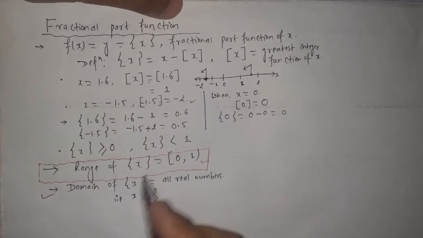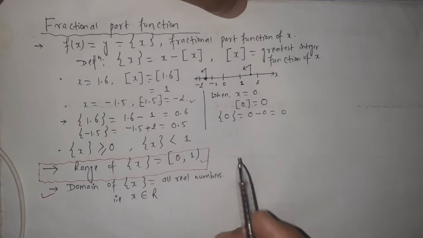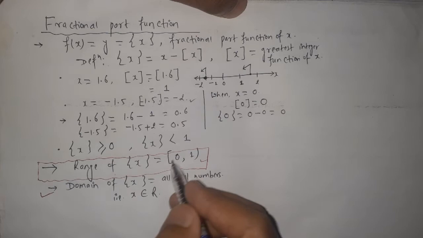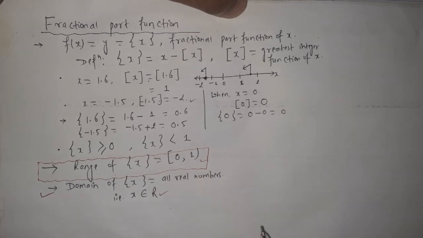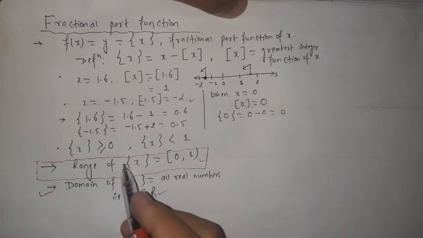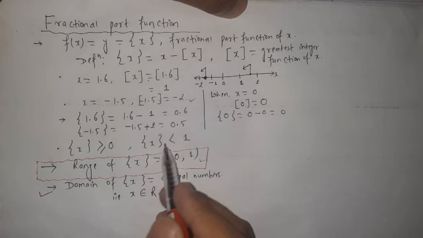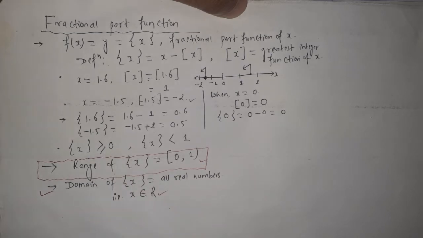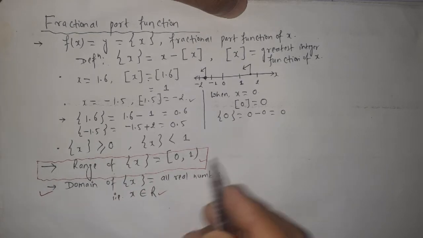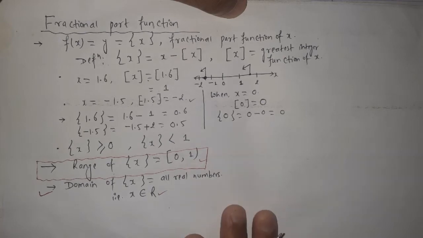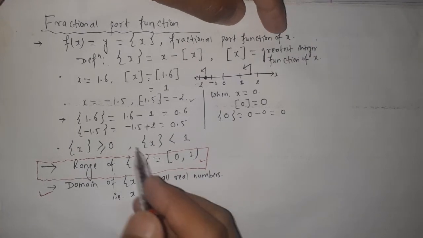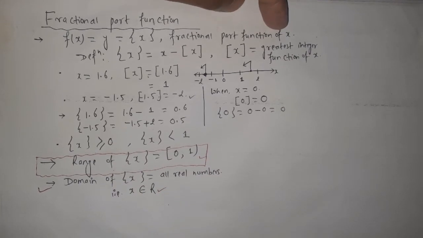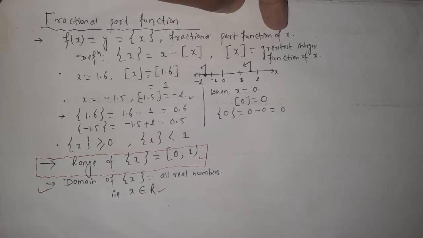This is about the domain and range of the fractional part function. This is the range, and this is the domain. The domain is all real values. And remember, the fractional part function of any input is always less than 1; it ranges from 0 to less than 1. We will use the concept of domain and range for representing the fractional part function on the graph.